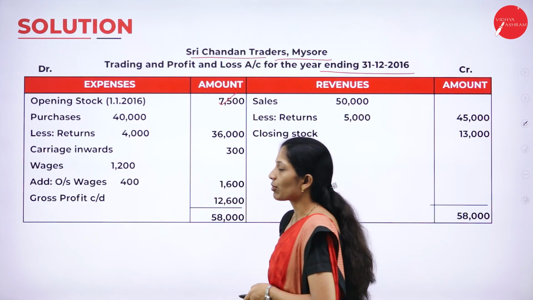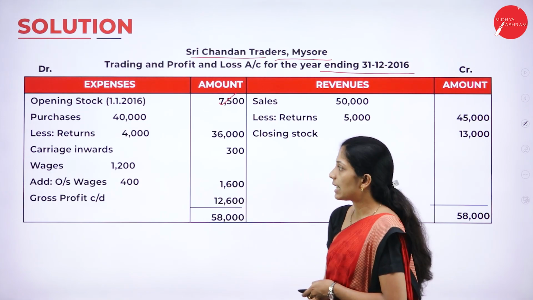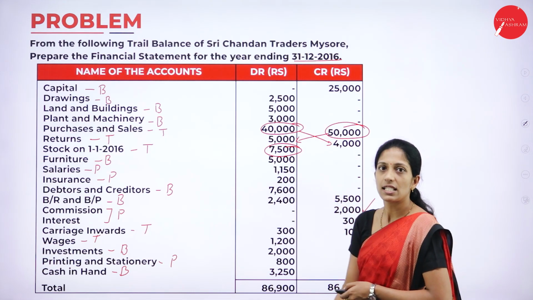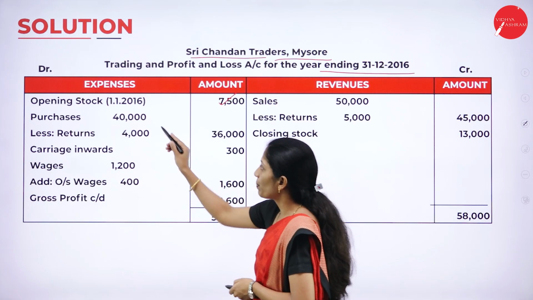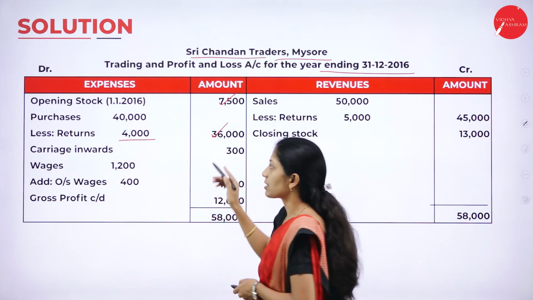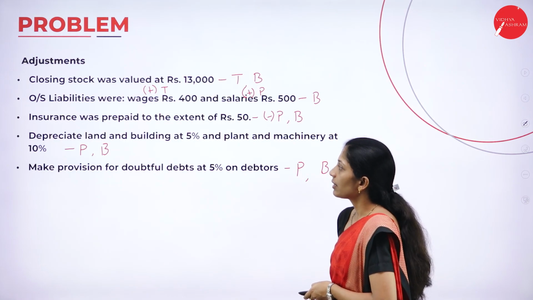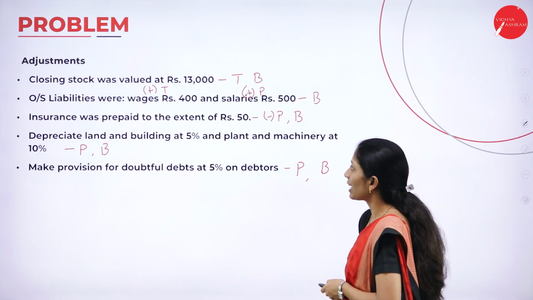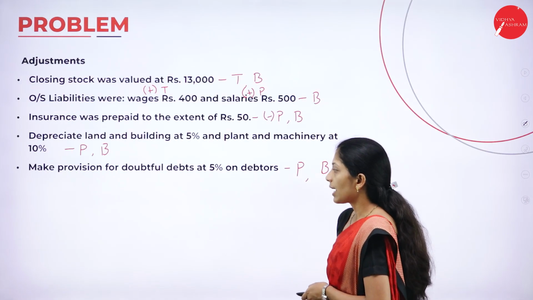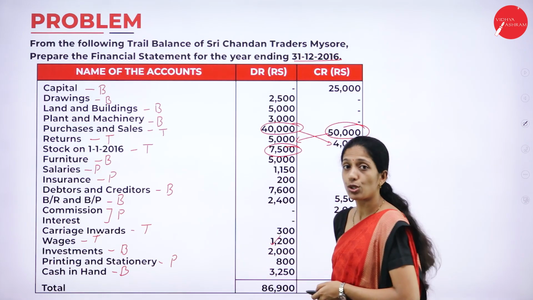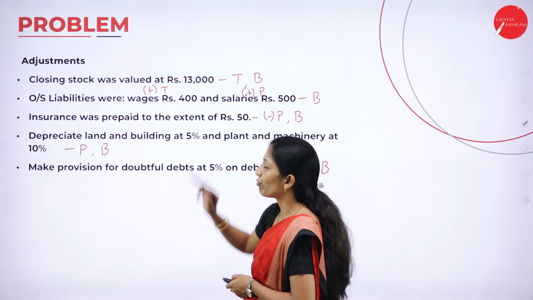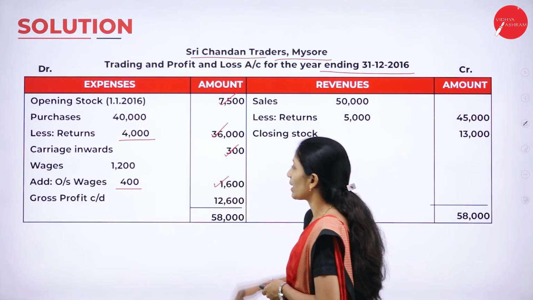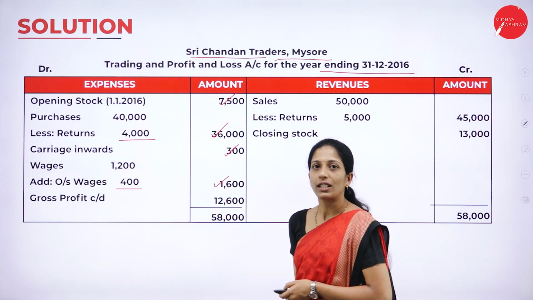So opening stock 7,500. Next, to purchase less returns. So what is a purchase? So purchase is 40,000 minus returns, that is 4,000. So to purchase 40,000 minus 4,000, it is 36,000. Next, direct expense is carriage inwards, that is how much? 300. So take that carriage inward 300. Next we have wages. So wages is 1,200, but we have outstanding of 400. So add that outstanding. So 1,200 plus 400, it is 1,600. So we are done with all the direct expenses.